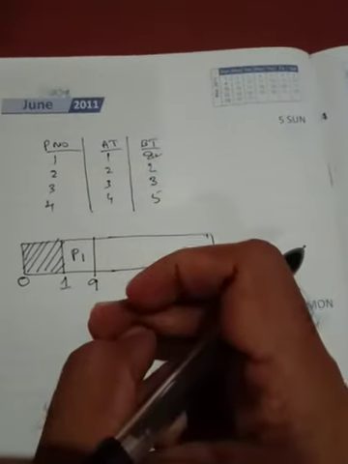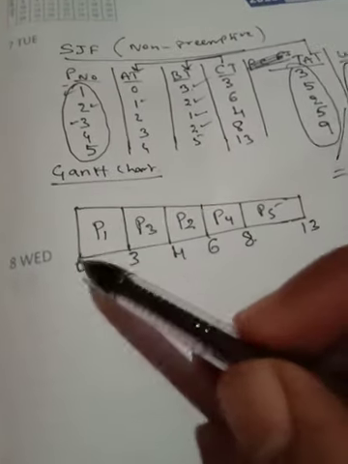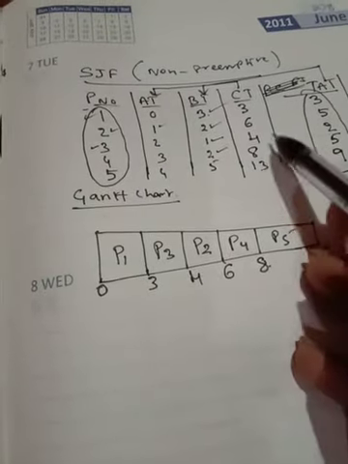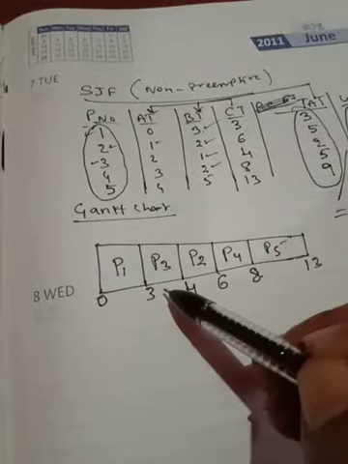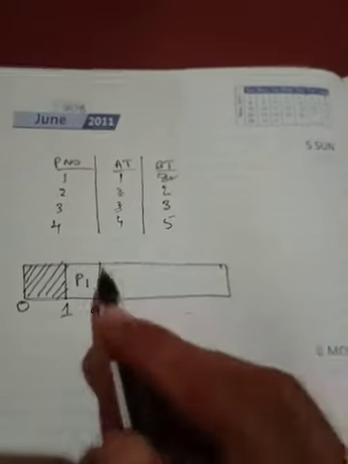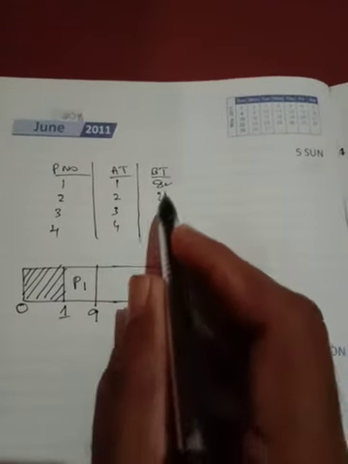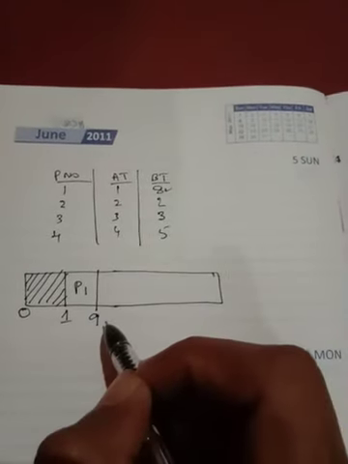You should not write 8 here. See, in the earlier example we were writing directly 3. Why? Because we were starting from 0. 0 plus 3, 3. But in this case we are starting from 1. So 1 plus 8, so it is 9. So up to 9, P1 will execute.